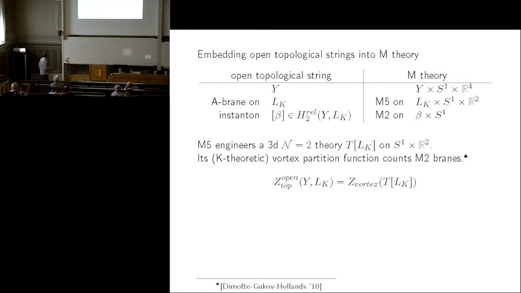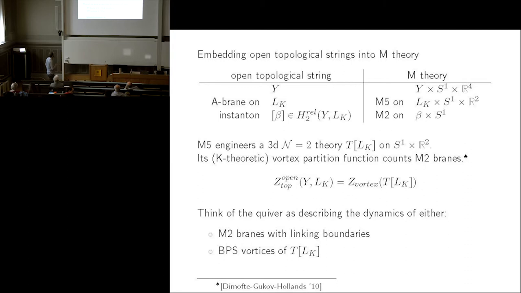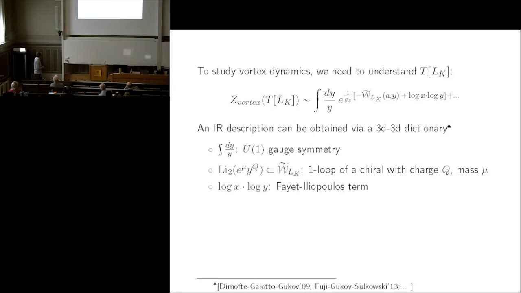So that means that you can think of the quiver as describing the dynamics either of M2 branes with boundaries linking LK, or the dynamics of BPS vortices of T[LK]. So let me start from the vortex picture.